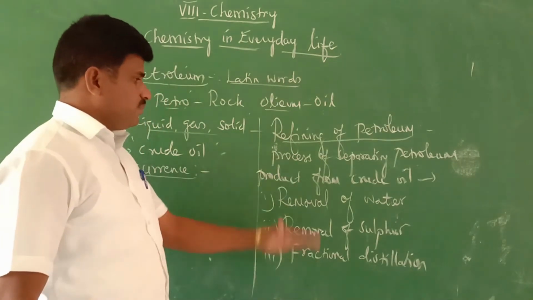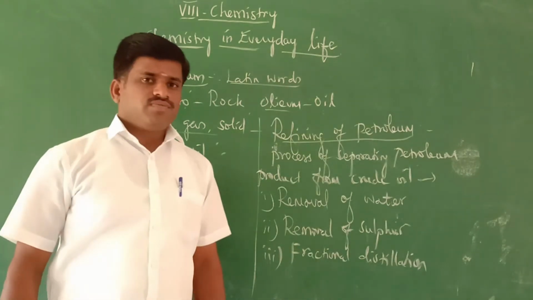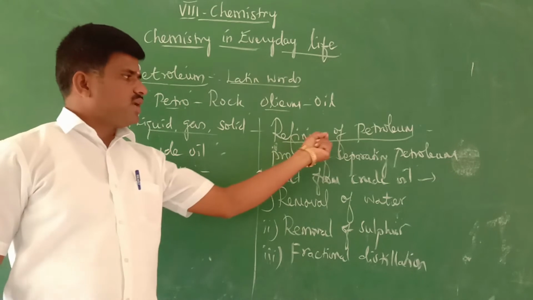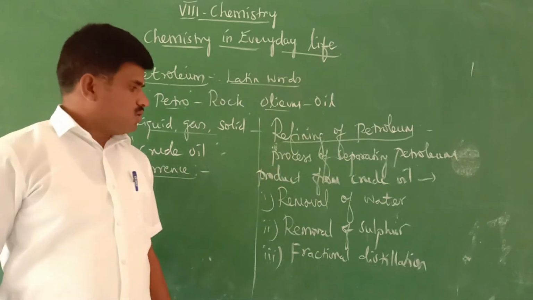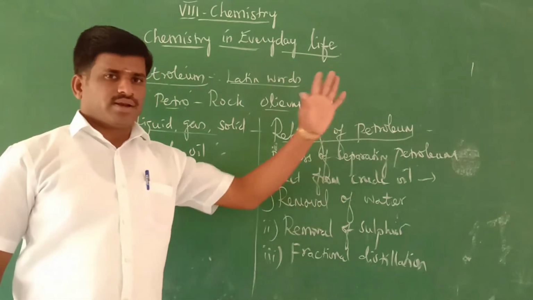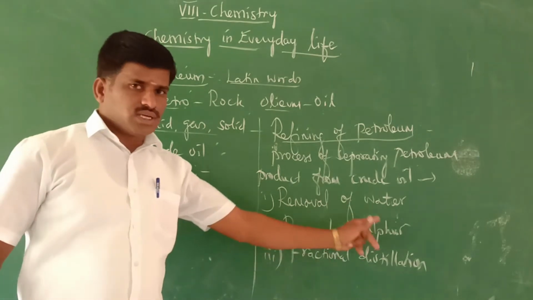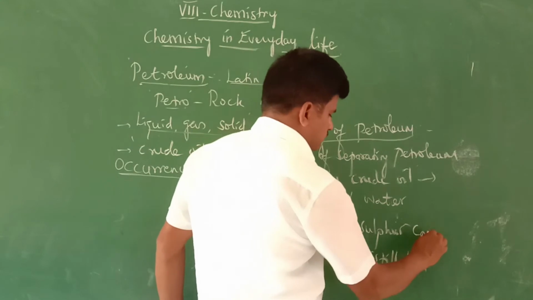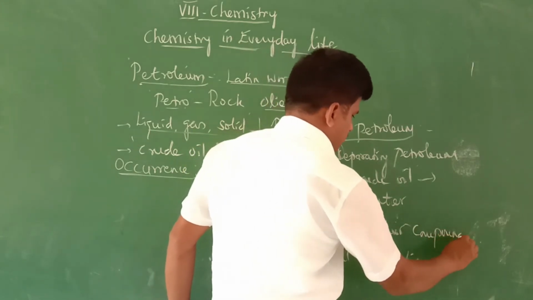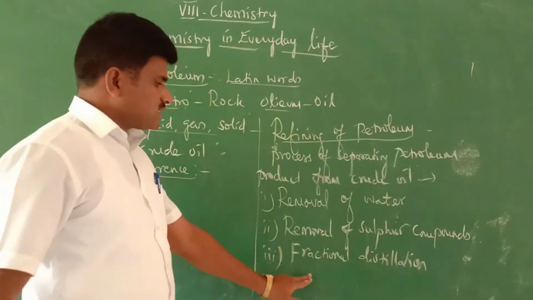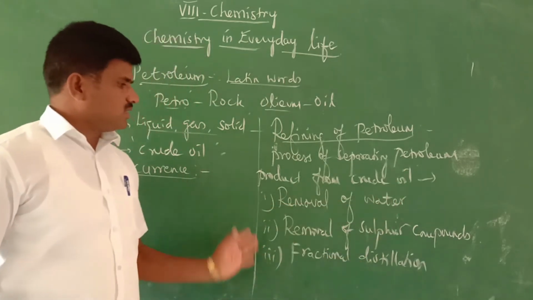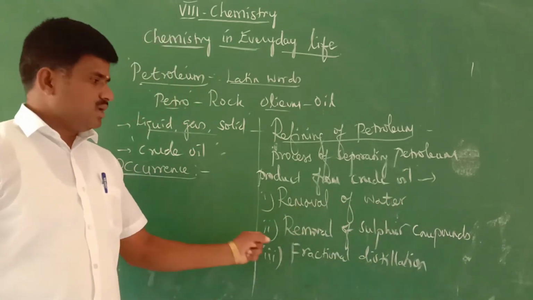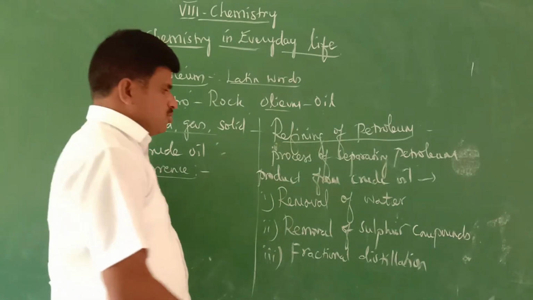These are the three major steps involved in refining petroleum. What are they? Removal of water, removal of sulfur and its compounds, then fractional distillation. Let's see them one by one in detail. First one is removal of water.